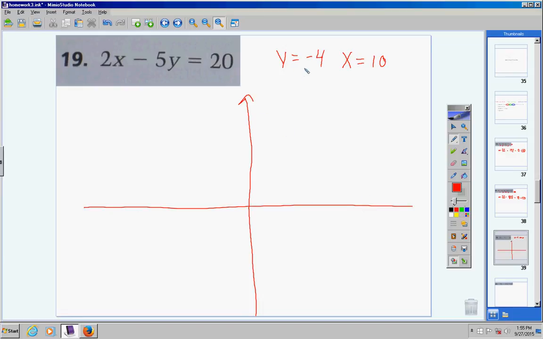On the y-axis, we'll go to negative 4. 1, 2, 3, 4. On the x-axis, we'll go to positive 10. 1, 2, 3, 4, 5, 6, 7, 8, 9, 10. There we go, and we graph the line.